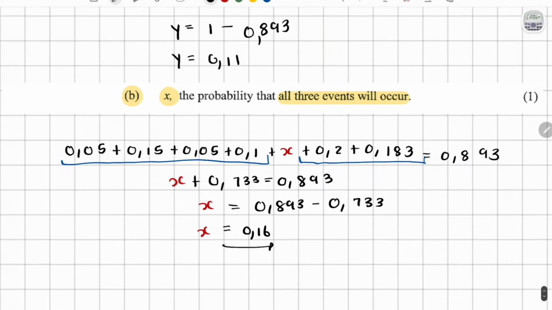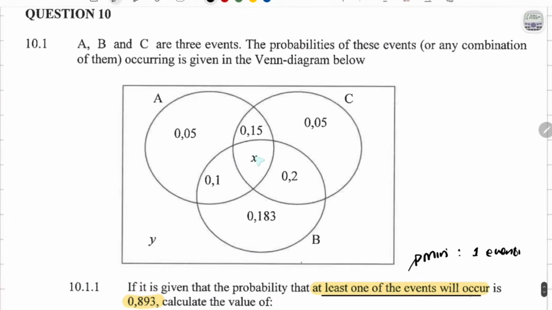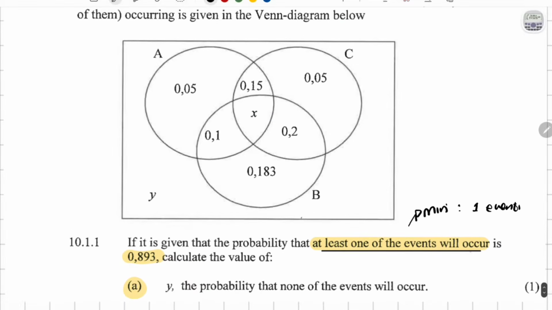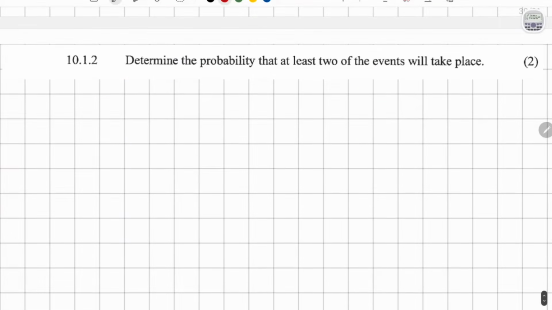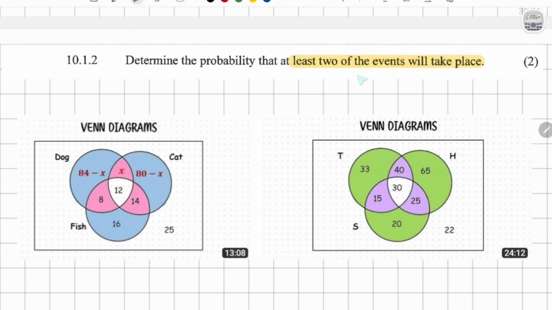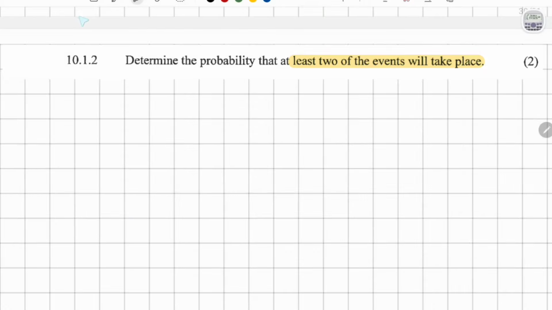Okay, and since I have these numbers down, I'm going to fill them into the diagram, just so that we have all those values. Okay, moving on to the next question. The next question, 10.1.2, says, determine the probability that at least 2 of the events will take place. So if you watch my video on Venn diagrams, you'll be able to answer this question very easily.